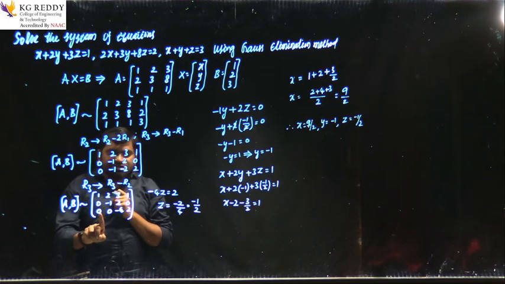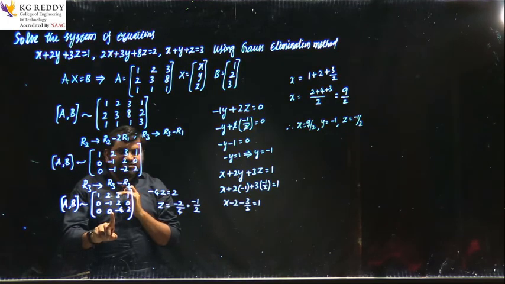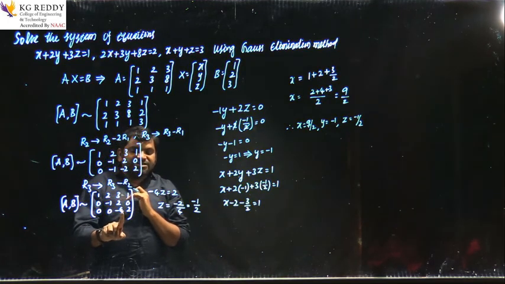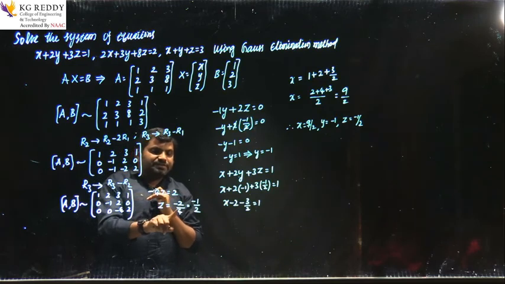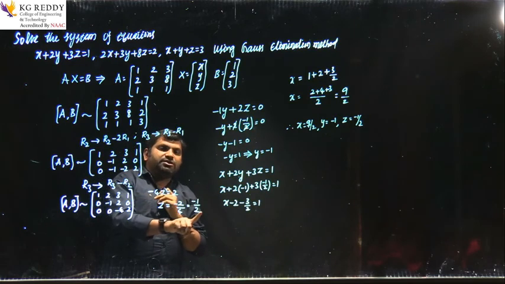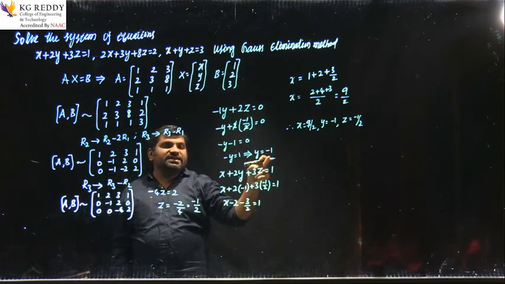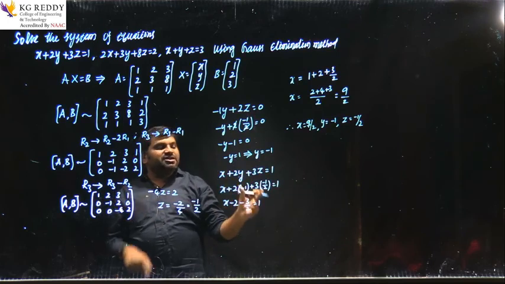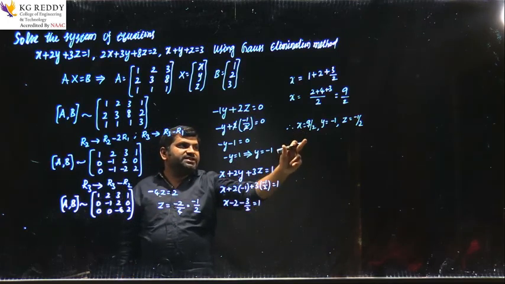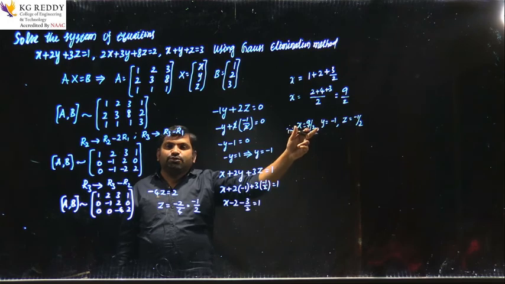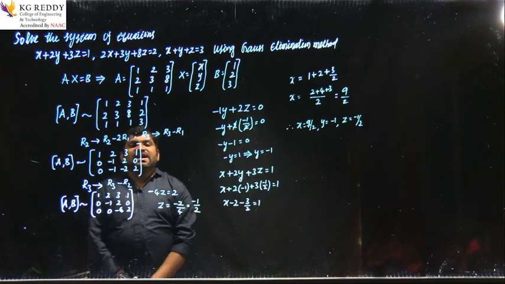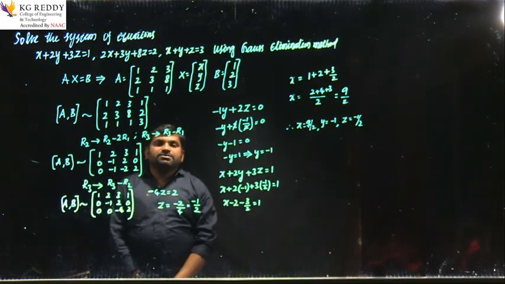So here 0 into x is 0, plus 0 into y is 0, minus 4z equals 2. From this, z equals minus 2 by 4, equals minus 1 by 2, we got. With this z value, go for the second equation and we will get the y value. Then go for the first equation and we will get the x value. Therefore we get x, y and z. So this is called the Gauss elimination method. Thank you so much.